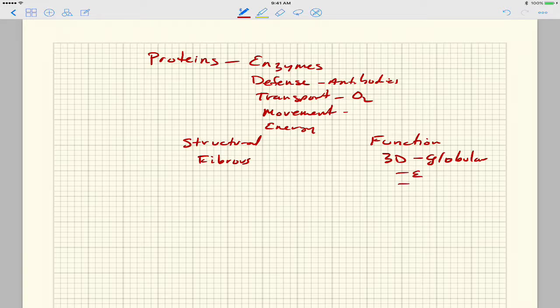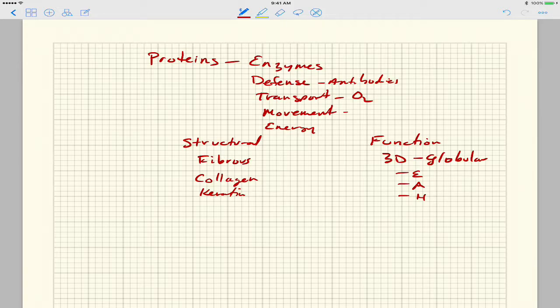Enzymes, antibodies, hemoglobin, all of those would fit there. As far as the structural ones, and I didn't list that as a function over here, but I could have. The structural ones involve things like collagen and keratin. These are structural proteins. These are fibrous or filamentous, long and thread-like instead of globular.